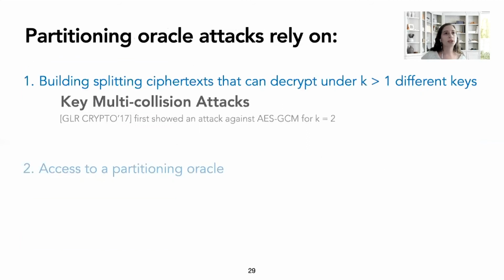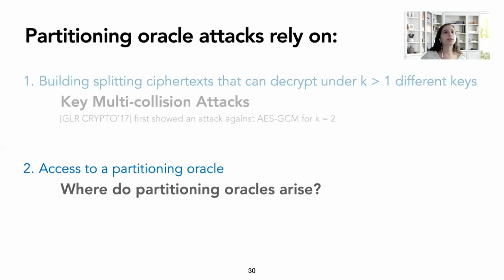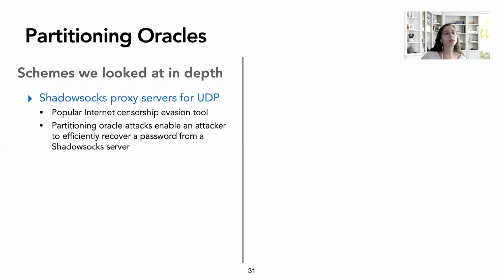Now that we've covered key multi-collision attacks, we'll move on to covering gaining access to a partitioning oracle. In other words, where do partitioning oracles arise? We performed 2 case studies. The first was on Shadowsocks proxy servers. Shadowsocks is a popular internet censorship evasion tool that's widely used in China. It's also used as the core of other censorship evasion tools, such as Google Jigsaw's Outline VPN. We showed we could successfully recover a password from a Shadowsocks server using a partitioning oracle attack.